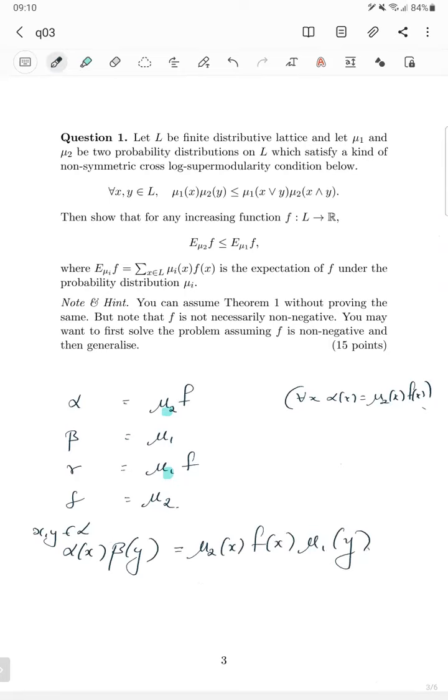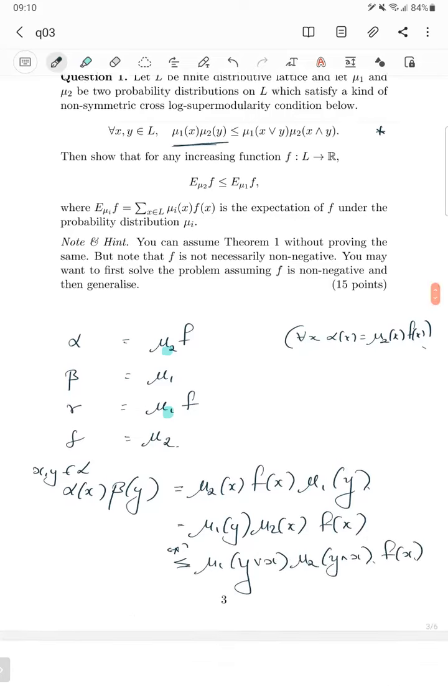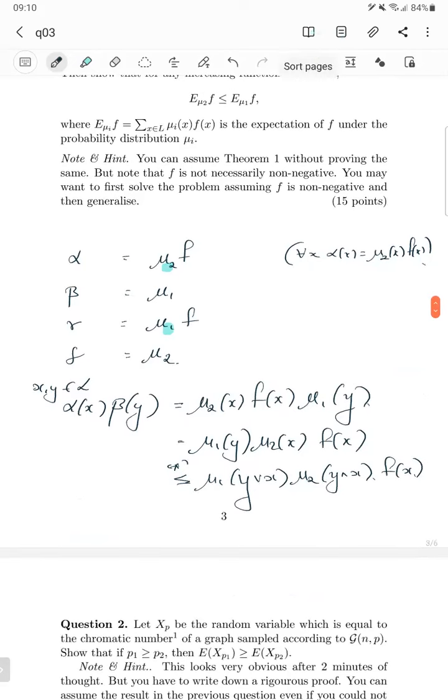Okay. Now this mu1(y), mu2(x), we can write this less than or equal to. So first, let me write it as mu1(y) mu2(x) times f(x). So using this star here, we can write it as mu1 times (y or x) mu2 times (y and x) f(x). Okay. What would be the next step?